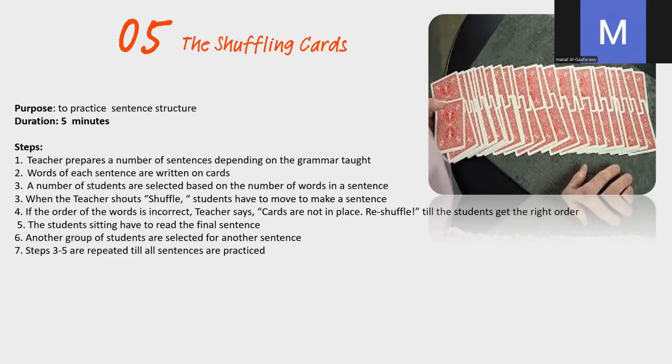When the teacher shouts shuffle, students have to move to make a sentence or to put the words in the correct order. If the order of the words is incorrect, the teacher says cards are not in place, reshuffle, till the students get the right order. The students sitting have to read the final sentence. After that, another group of students is selected for another sentence, and so on. Steps 3 to 5 are repeated till all sentences are practiced.